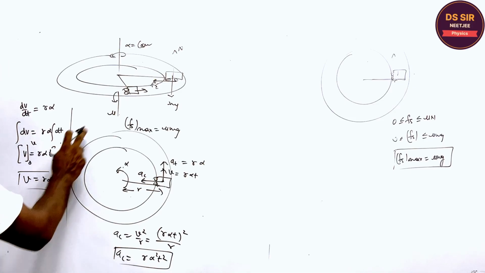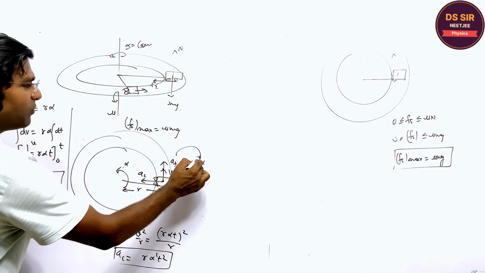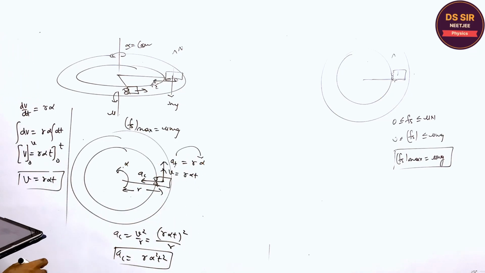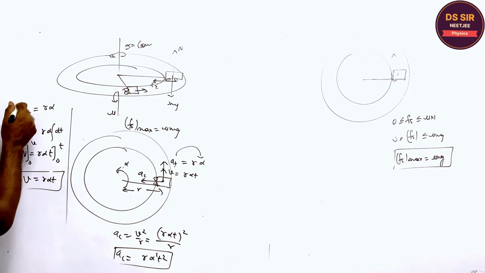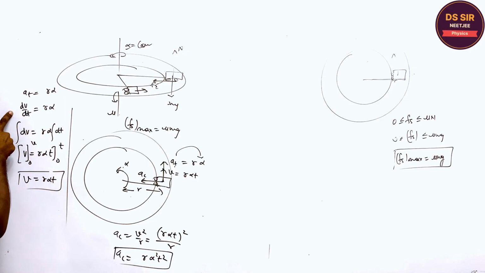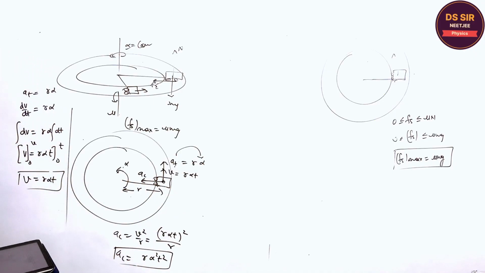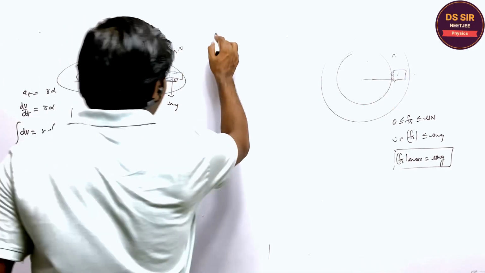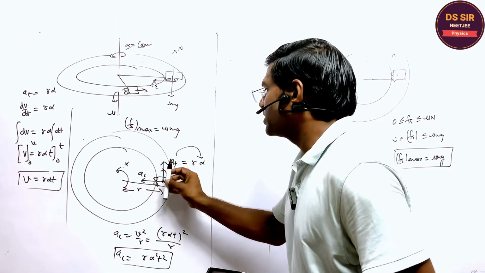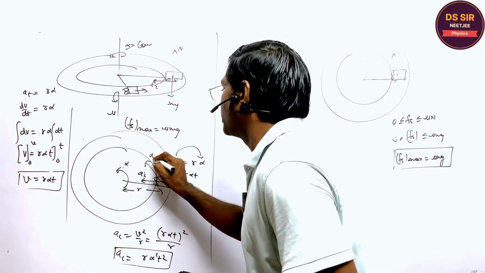Right. The angular acceleration is given, and with the help of this, the tangential acceleration is found. Tangential acceleration is nothing but r alpha, or dv upon dt, and the velocity can be found. If you know the velocity at any time, the centripetal acceleration can be written easily. Is it clear or not? So this is the centripetal acceleration, and this is the tangential acceleration. What will be the resultant acceleration then?